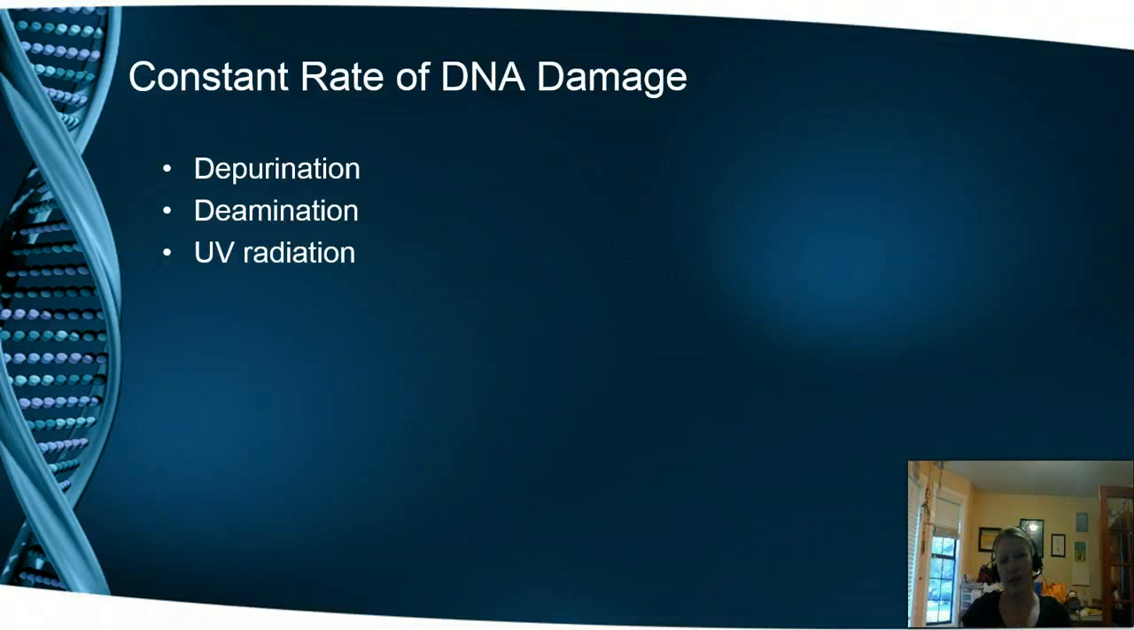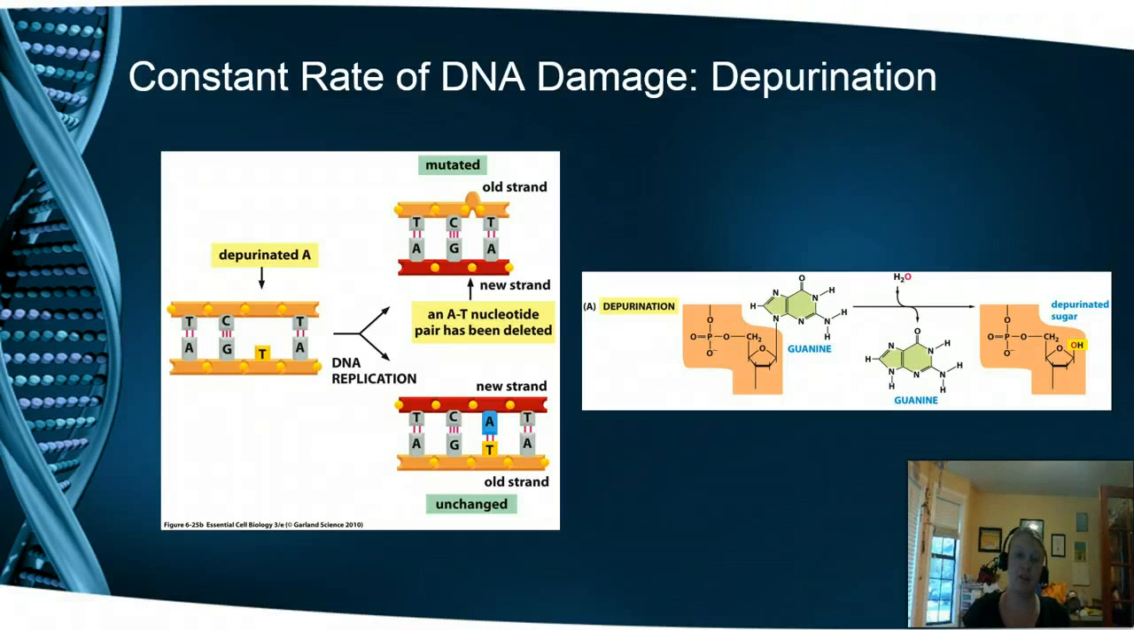So there's three main types of DNA damage: depurination, deamination, and UV radiation. And I'm going to talk about each of these on the next 3 slides. First of these is depurination. And what happens is DNA is moving around just like every other molecule in the cell. And sometimes when they bang into each other, the DNA will lose a purine. So it just disappears. The A will just disappear.